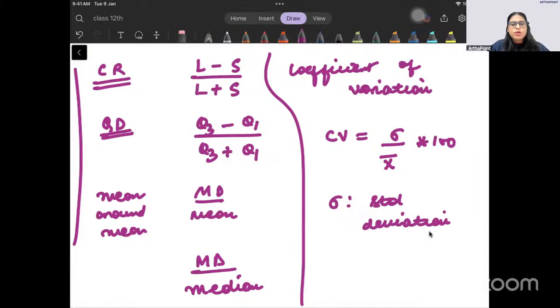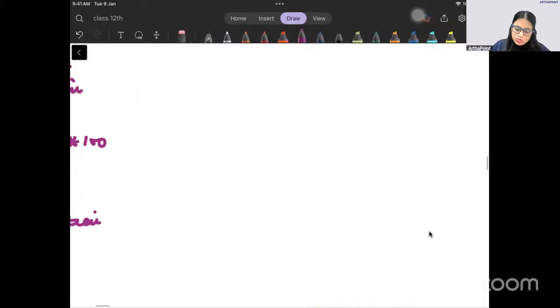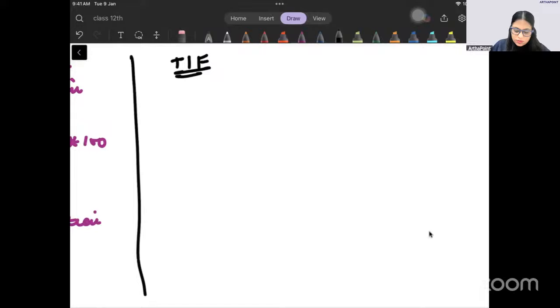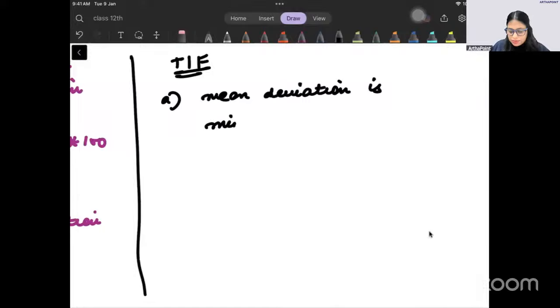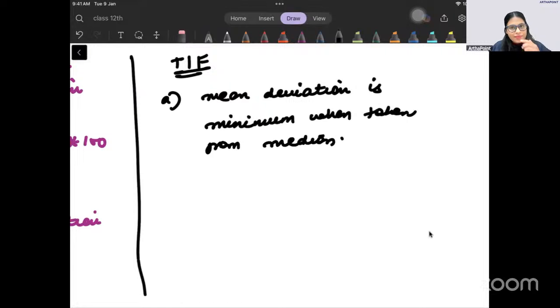Okay, so let's do some true false. First, mean deviation is minimum when taken from median. Hanji, is it true or false?